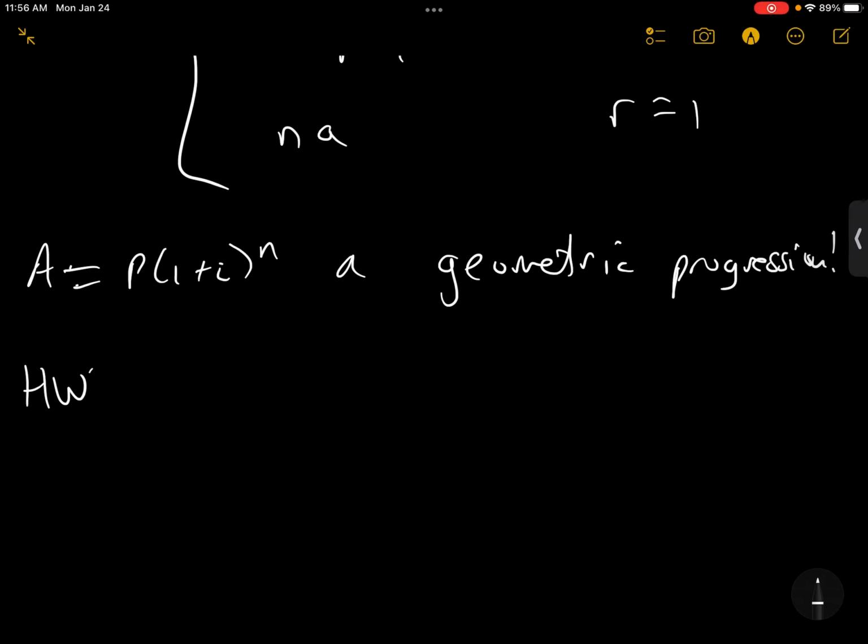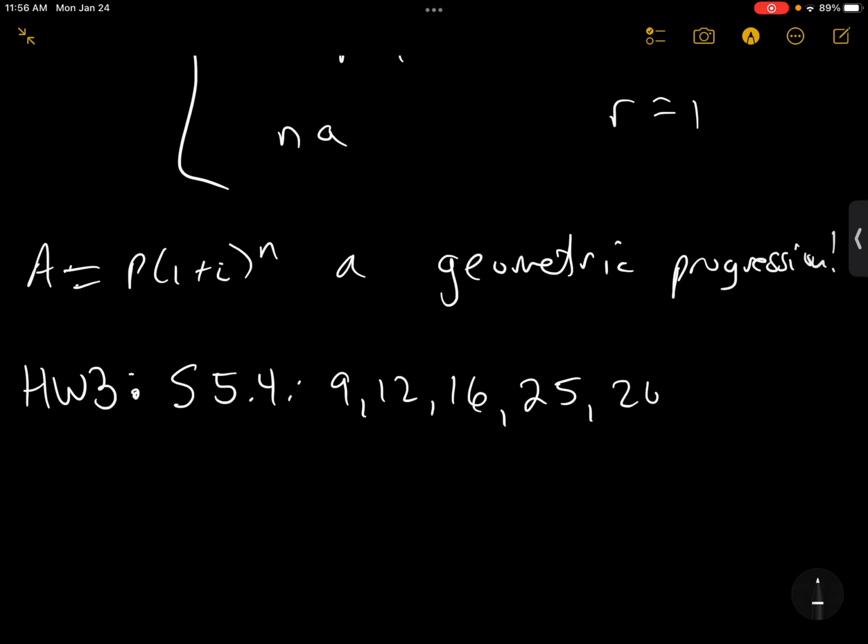So I'll write this here because I have it in front of me. Homework 3. This comes from section 5.4. Problems 9, 12, 16, 25, 26, and 34. This is due Monday before the midterm. And we're also going to add to this the workshop on Thursday. We'll work that through, and that'll be turned in as homework 3 as well.